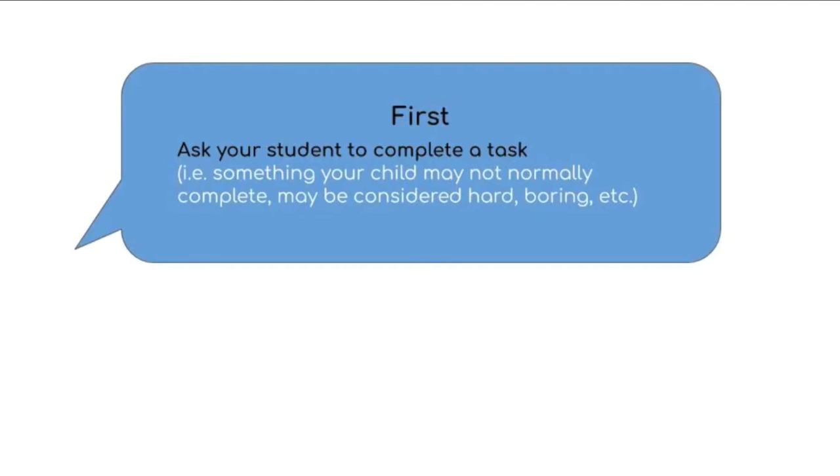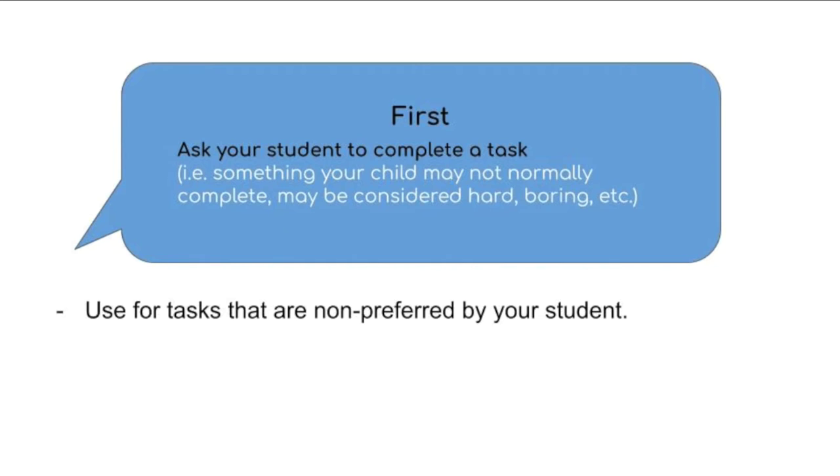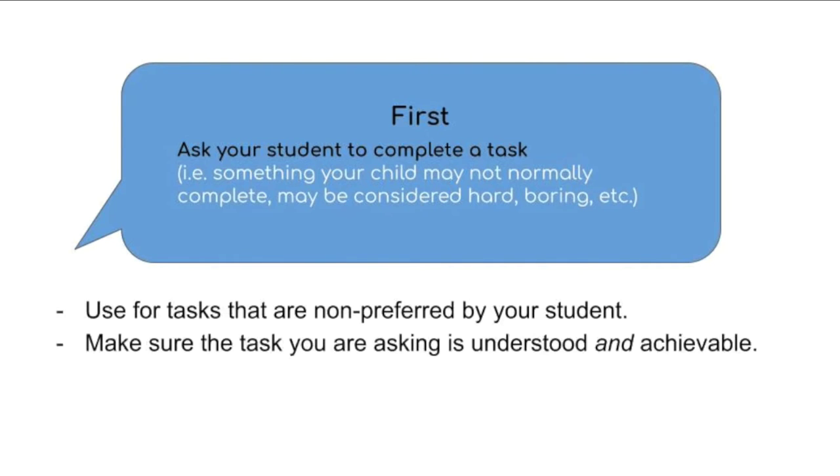The first step is to ask your student to complete a task. This is typically used for tasks that a student would not complete voluntarily. Maybe they consider it to be hard, boring, or non-preferred. Whatever task you are asking, make sure it is something that your student understands and that the task is achievable.